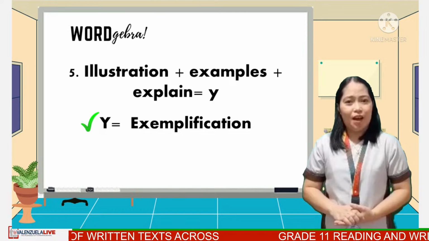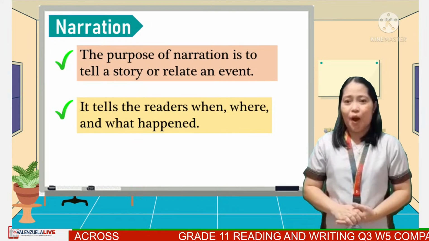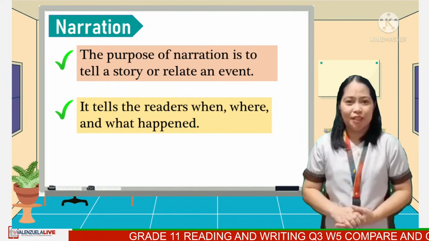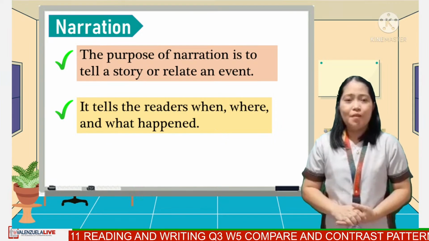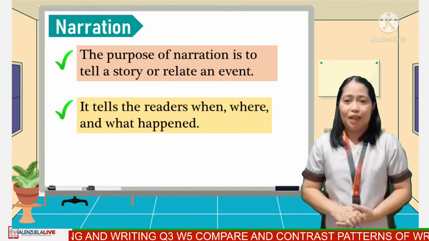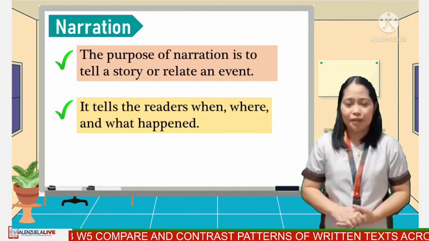Let us now discuss each pattern of paragraph development. First on the list is narration. The purpose of narration is to tell a story or relate an event. It aims to tell the readers when, where, and what happened.